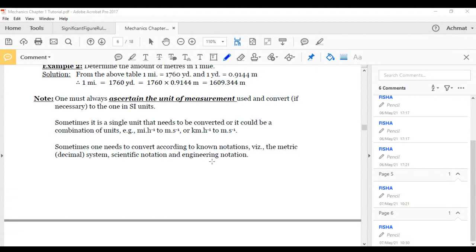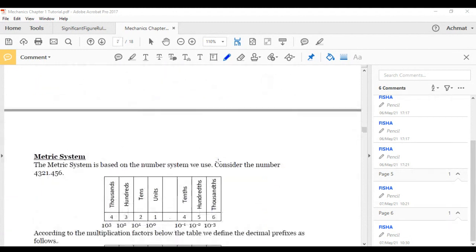the engineering notation method. It is worth your while to know these things because this helps us to get a value into an acceptable form. Sometimes if you have completed a calculation, it helps to get it into an acceptable, understandable form in terms of SI units. Okay, so firstly, the metric system.